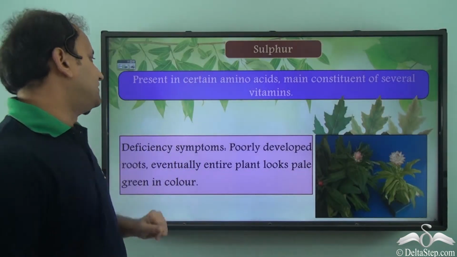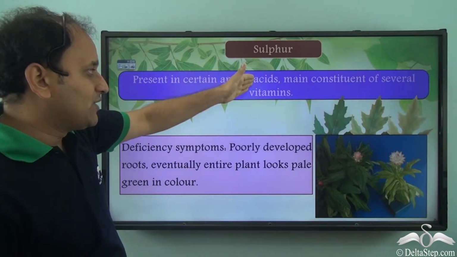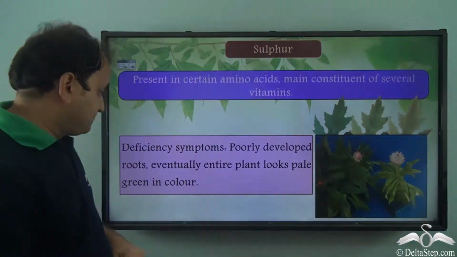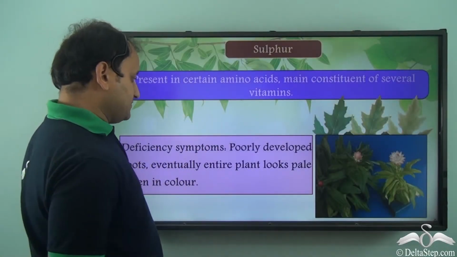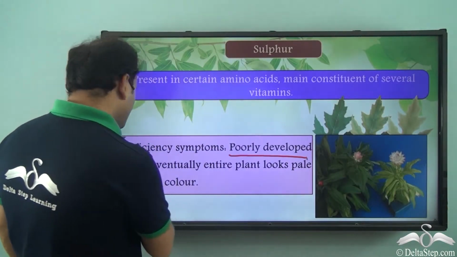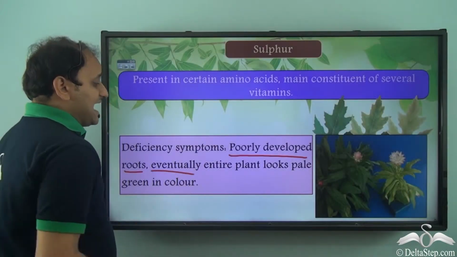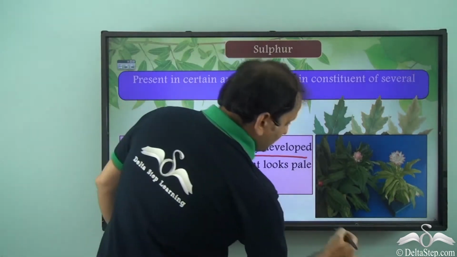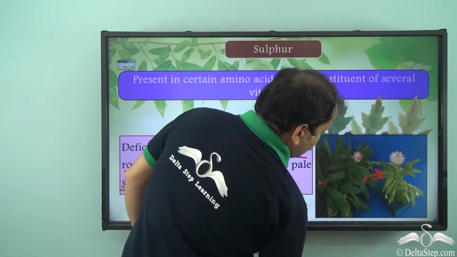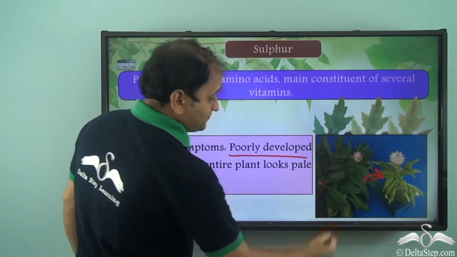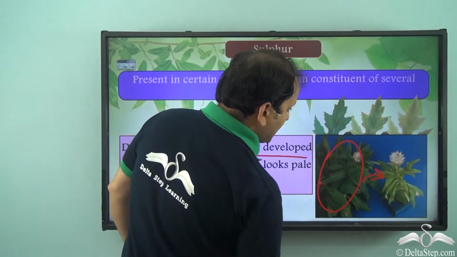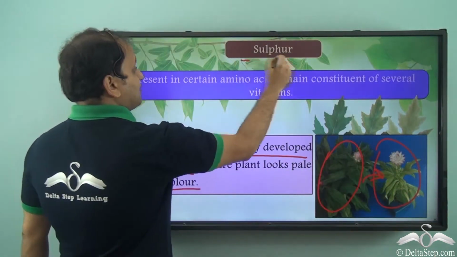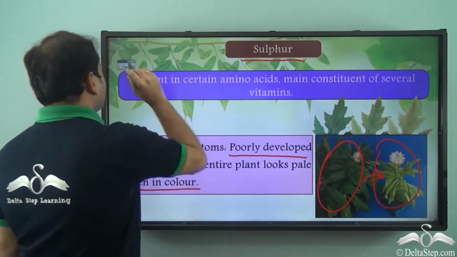Now let's come to sulfur. It is present in certain amino acids and is a main constituent of several vitamins. And what are the deficiency symptoms? Poorly developed roots. Eventually, the entire plant looks pale green in color. So this is a healthy plant and this is a deficient plant. A plant deficient in sulfur will look like this.